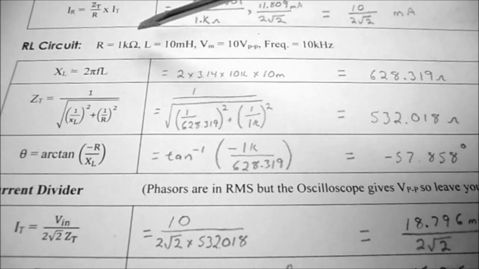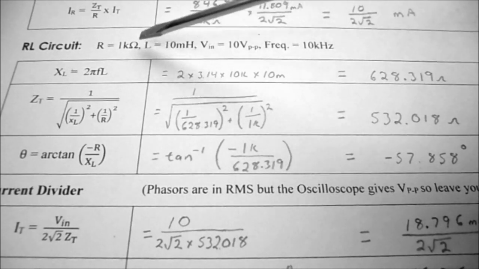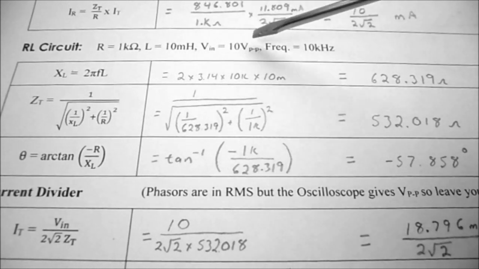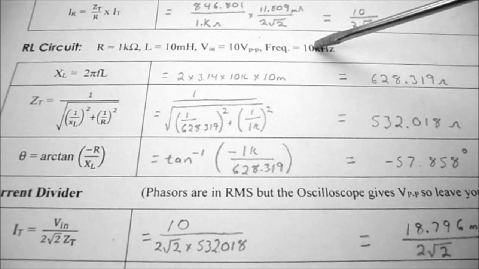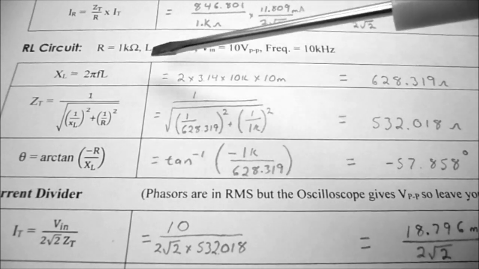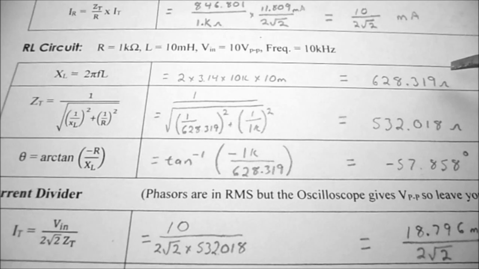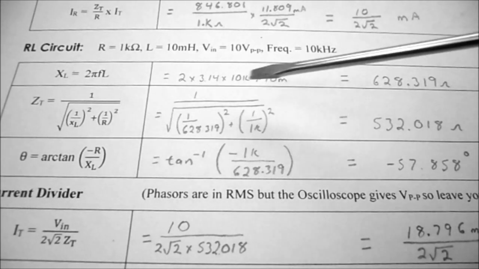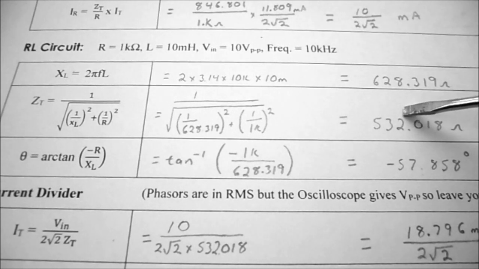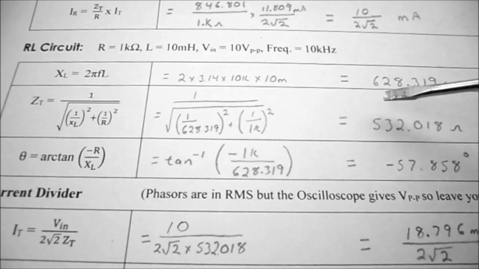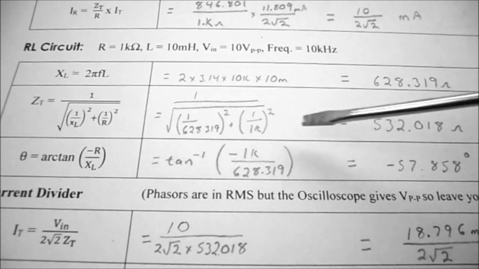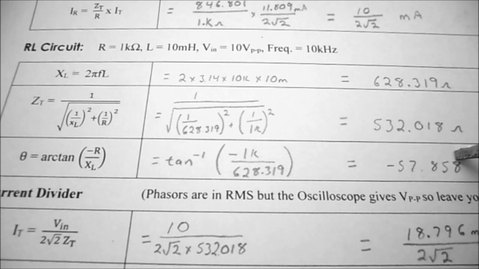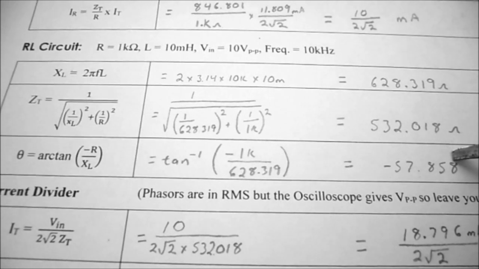So you can see I've finished my calculations for the RL circuit with a 1K ohm resistor and a 10 millihenry inductor. We're still at 10 volts peak to peak and still have a frequency of 10 kilohertz. So my XL works out to 628 ohms. My total impedance of the circuit worked out to 532 ohms. And my phase angle should be somewhere around minus 57.858 degrees. So that means it's going to be lagging.